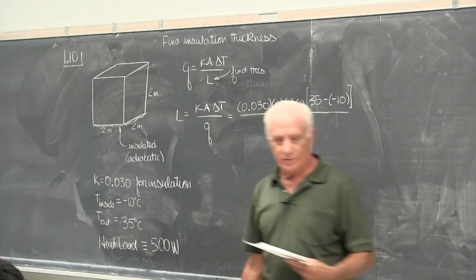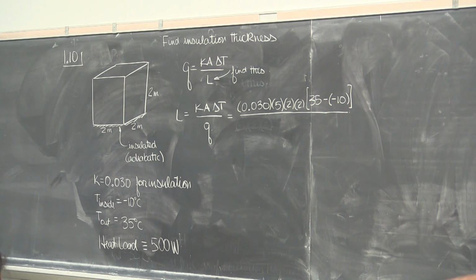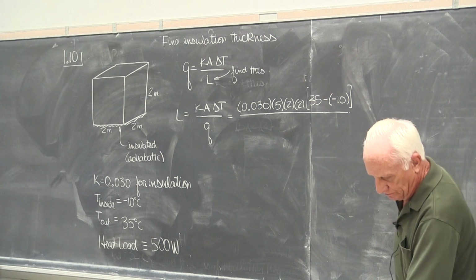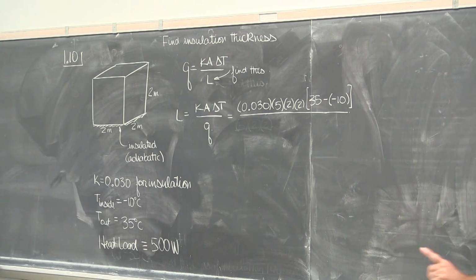Q, the conduction through the 5 walls. He didn't say the heat transfer through the 5 walls. He said, how thick should the walls be to keep the heat load less than 500 watts? Well, you've got to understand what heat load is. If it's going to be Q, of course, it's going to be 500 watts.